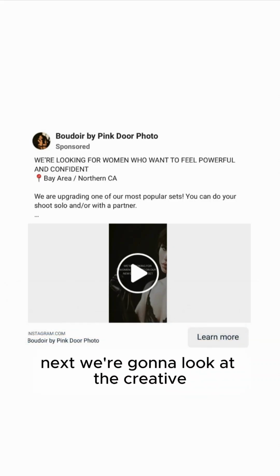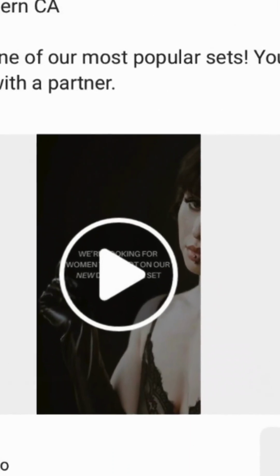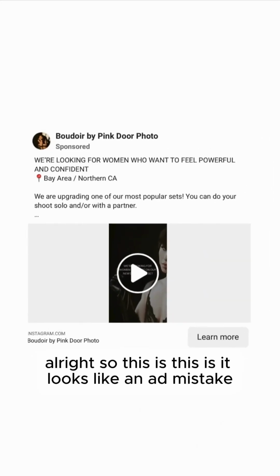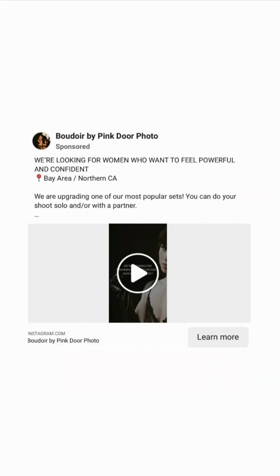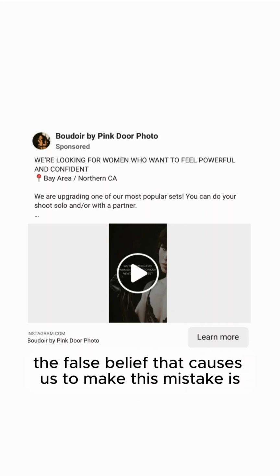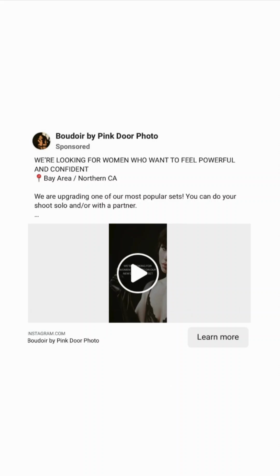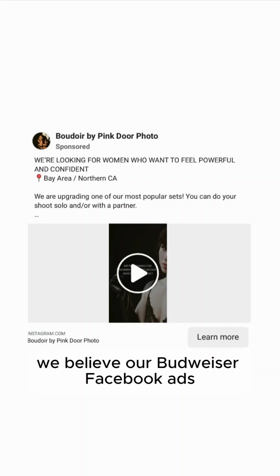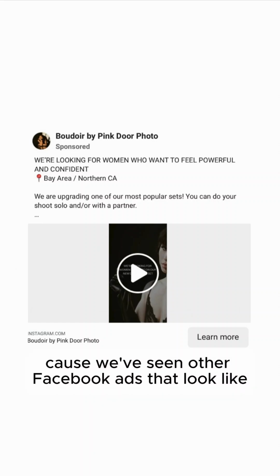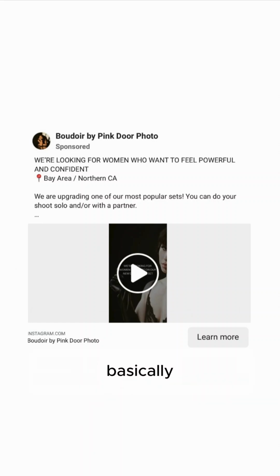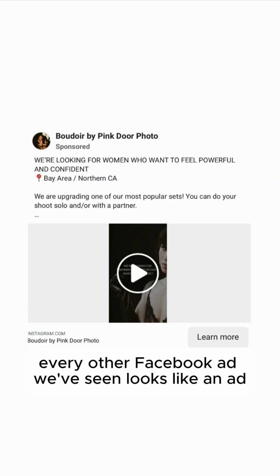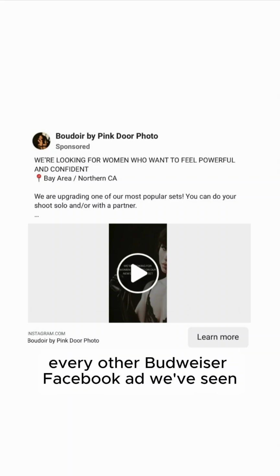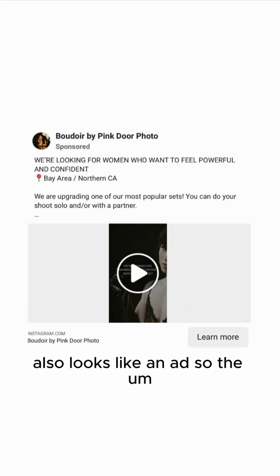All right, next we're going to look at the creative. So this looks like an ad mistake. The false belief that caused us to make this mistake is we believe our Boudoir Facebook ads should look like ads, because we've seen other Facebook ads that look like ads. Basically every other Facebook ad we've seen looks like an ad, and basically every other Boudoir Facebook ad we've seen also looks like an ad.